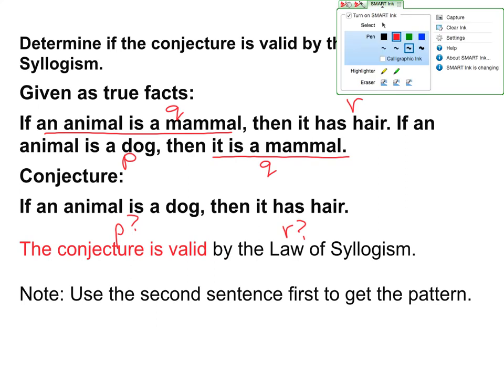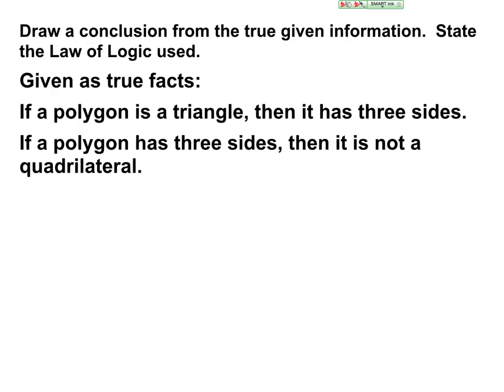Okay, let's go to another example. On this one, I'm not asking you, does it follow? I'm asking you to make the correct conclusion. So I'm giving you two facts. If a polygon is a triangle, then it has three sides. If a polygon has three sides, then it's not a quadrilateral. That to me sounds like two if-thens. Is it set up in a way that you could connect it by syllogism and make a conclusion? Your conclusion is going to be another if-then written correctly. Discuss with your partner, see if you agree.